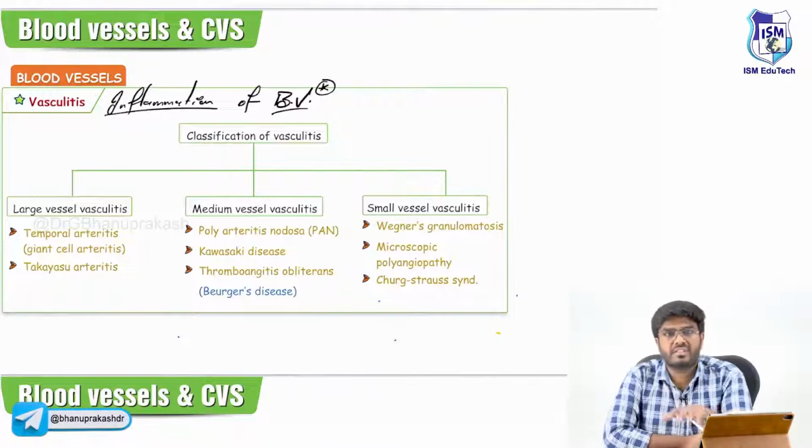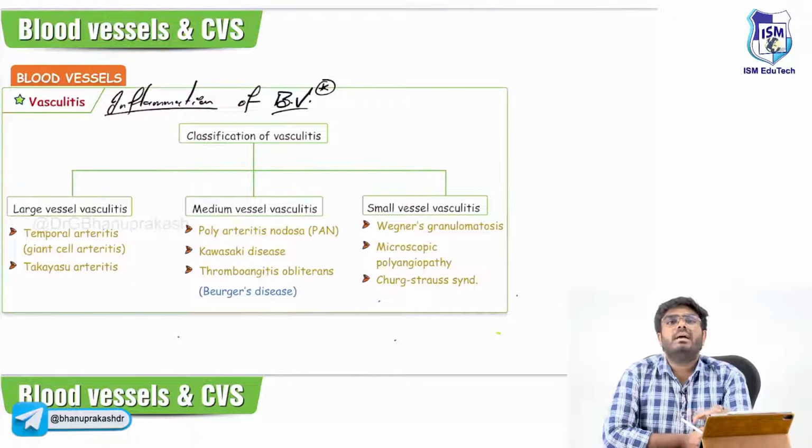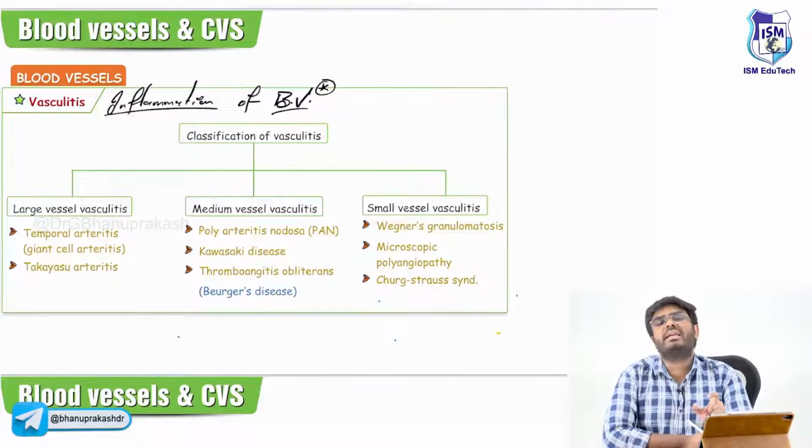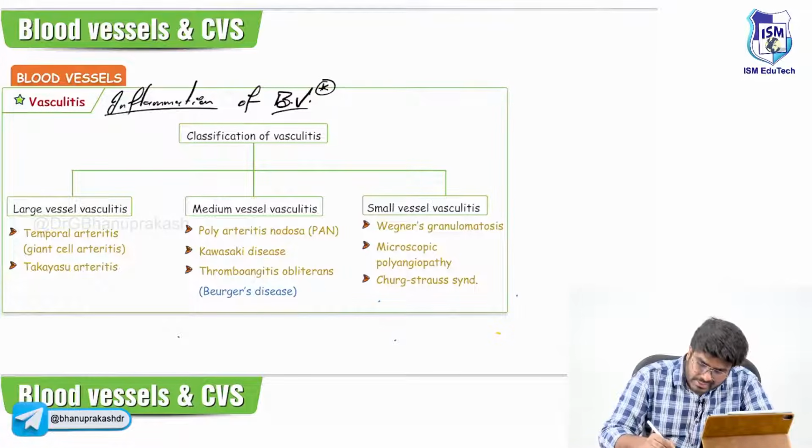Why are the blood vessels inflamed? The pathogenesis, the pathophysiology, is very poorly understood. There are different types of vasculitis and different reasons, but in general the pathophysiology of vasculitis is poorly understood. It is idiopathic. We don't know why exactly the vessels are getting inflamed. In different conditions there might be different reasons, but in general the pathophysiology is idiopathic. Now, how many types of vasculitis are there?